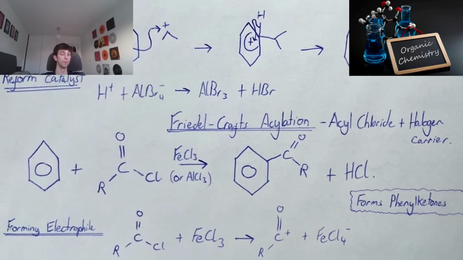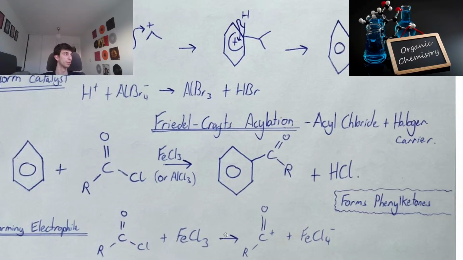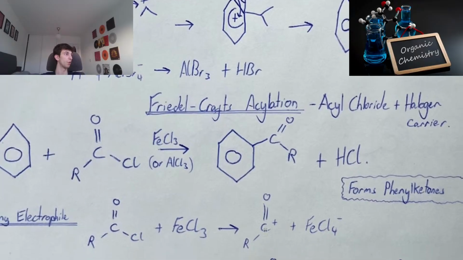Forming that electrophile, same idea as before. We have that acyl chloride. We react it with our iron trichloride. Then we form that positive electrophile, so we get rid of that chlorine and we form FeCl4 minus. Remember, we are going to have to reform our halogen carrier because it is a catalyst.